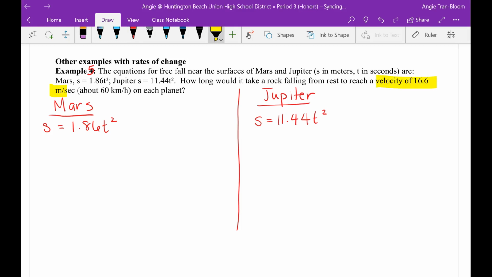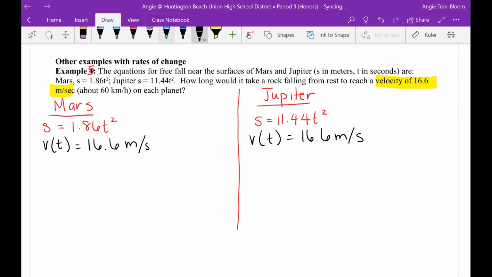They gave you the velocity: 16.6 meters for every second. It's given to us as the same for both planets, 16.6 meters per second. So what we would like to do now is look for T.